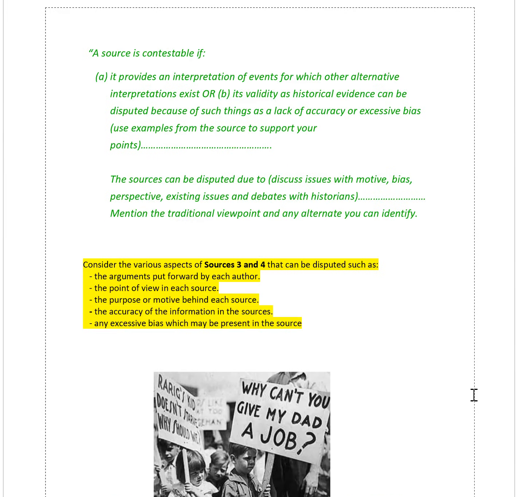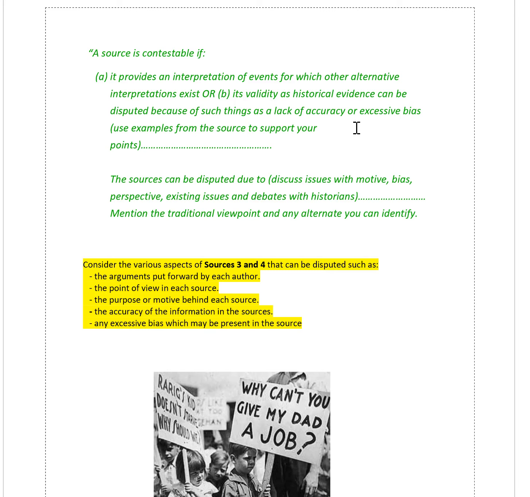Okay, so this little one here is what you can write, and because it actually shows that you understand what contestability means, it's a nice little mark. So you could basically write, there's two options here. You could write a source is contestable if, and then you talk about it. It provides an interpretation of events, or its validity as historical evidence can be disputed, and then you would use the examples from the sources to support your points. So you can do that. You can separate that out.